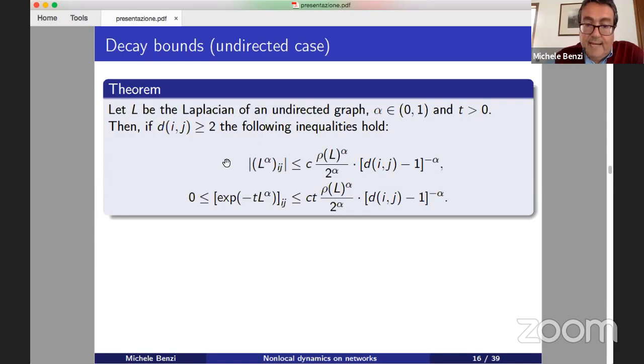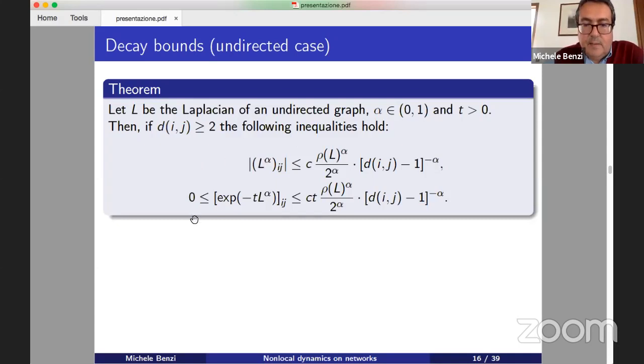So this is true for any Laplacian, but our focus in particular will be on sparse Laplacians. There is a constant term here, constant in the sense that it doesn't really depend on the distance on the graph. It involves a spectral radius of L and 2 to the power alpha. And then we have the decay term. The decay again is like a power law.